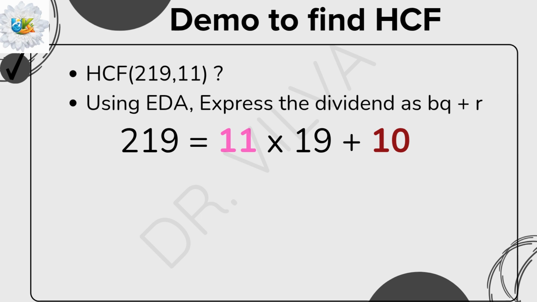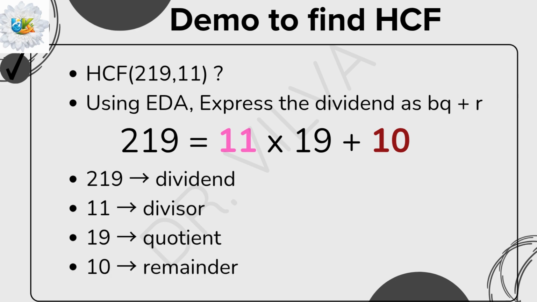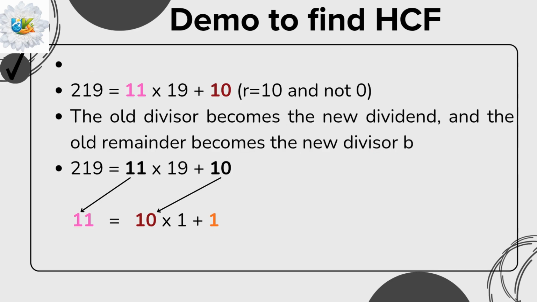219 is 11 times 19 plus 10. Here, 219 is the dividend, 11 is the divisor, 19 is the quotient and 10 is the remainder. The old divisor becomes the new dividend and the old remainder becomes the new divisor b. Old divisor is 11 and the remainder is 10. Now 11 can be written as 10 times 1 plus 1. Remainder is 1. Therefore, we will repeat the procedure.